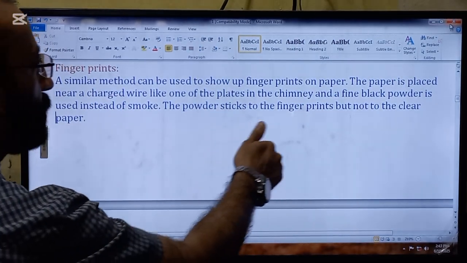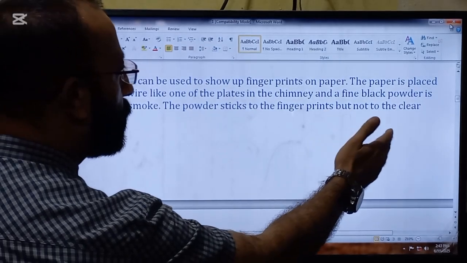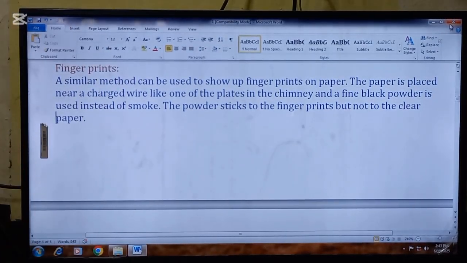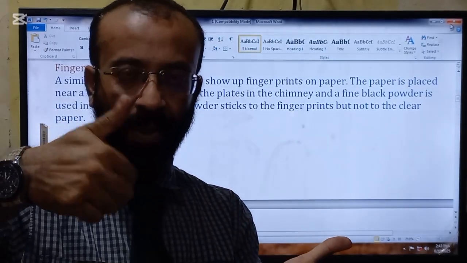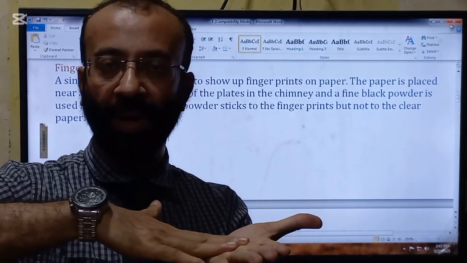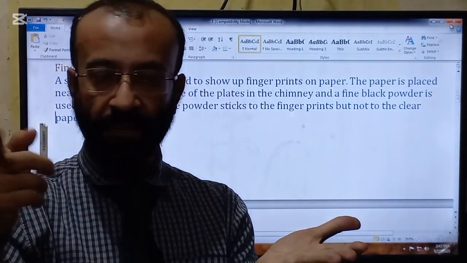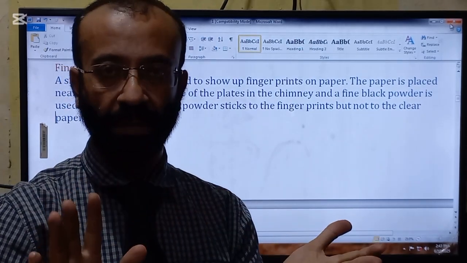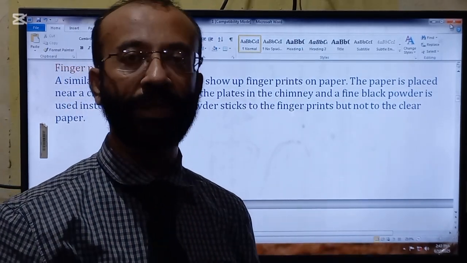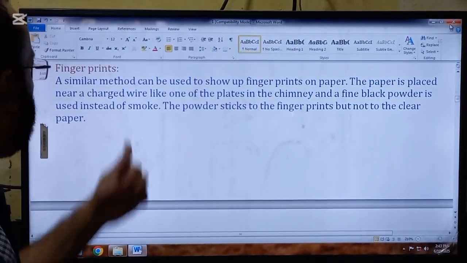The powder sticks to the fingerprints but not to the clear paper. So whenever we put a thumb or fingerprint on a paper, the powder will stick to the fingerprints, not to the clear part of the paper. So this is the technique which is used in making the fingerprints.